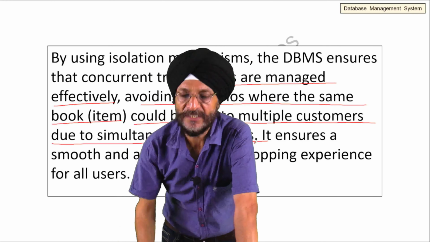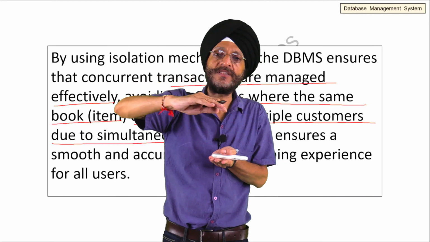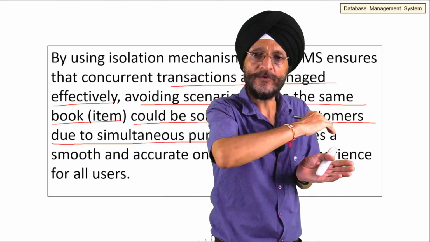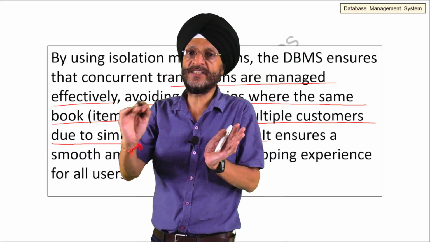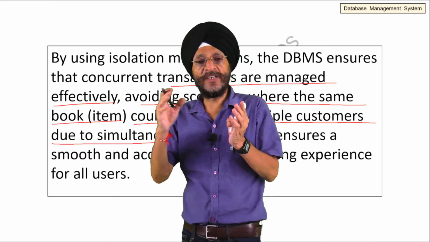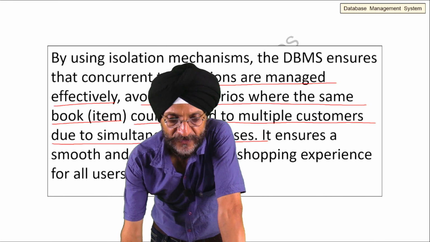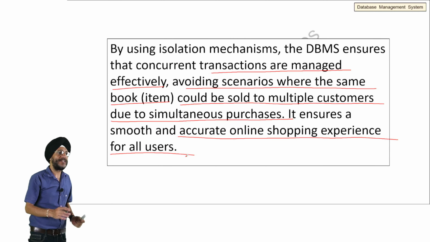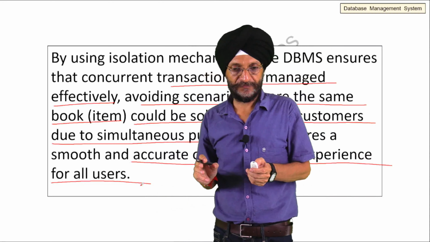due to simultaneous purchases. Simultaneous means concurrent transactions, as many persons will be approaching this site for purchase of say one particular item. The same product could have been sold to many customers, resulting in customer dissatisfaction because all the customers would not be able to get the same, as the quantity available with the site was only limited. It ensures a smooth and accurate online shopping experience for all users. So it ensures that the online shopping experience for customers is good.